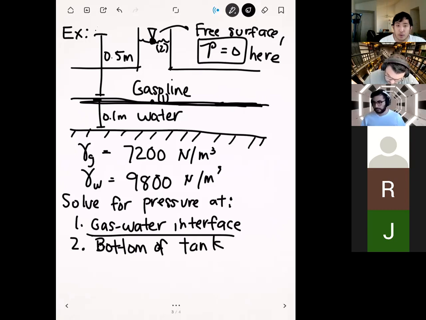All right. So there's another question in the chat. So it doesn't matter where point 1 and point 2 are? It does. Usually you pick the two points such that you know the pressure at one of the locations, and you know the height difference between them. In this case, we know the height difference between point 2 and point 1, so that's a good location to pick for this example. And point 2 is really convenient because we know the pressure there, because that's the free surface.